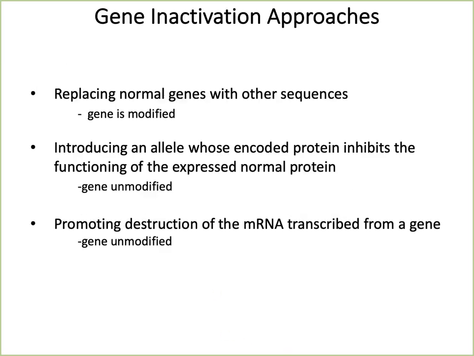So in this process, what we actually want to achieve is replacing the normal genes with other sequences. And in this process, the gene is modified. The second inactivation approach is introducing an allele whose encoded protein inhibits the functioning of the expressed normal protein. So here the gene is actually unmodified, but we are inhibiting the protein by another allele.